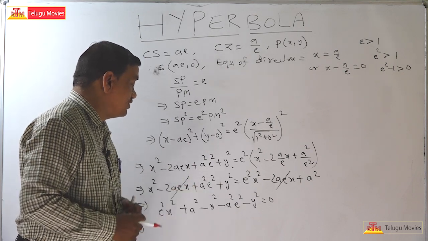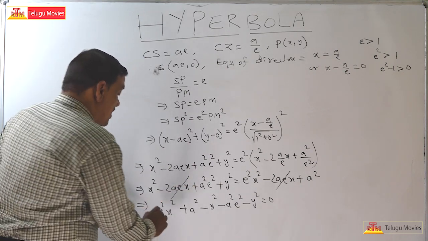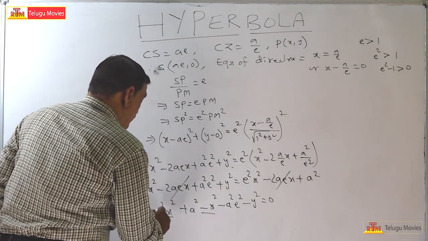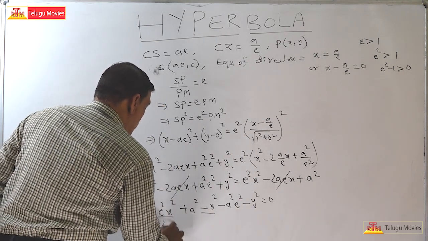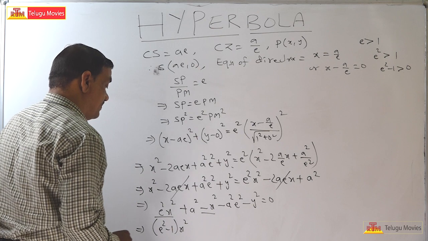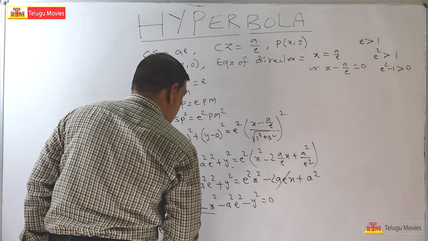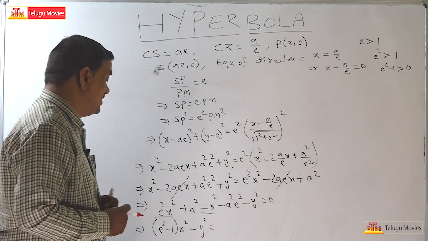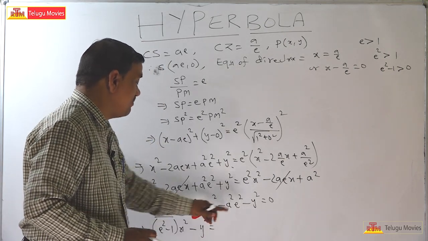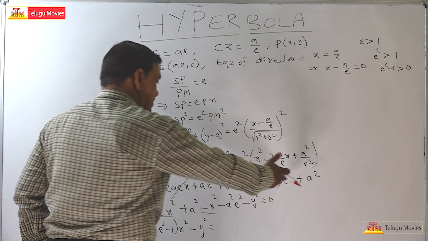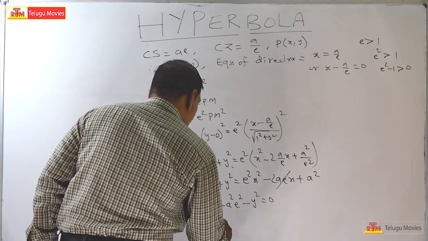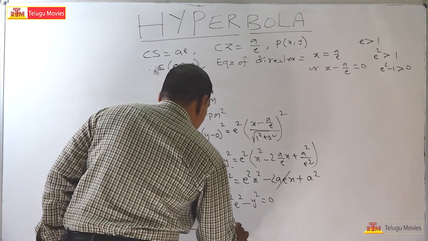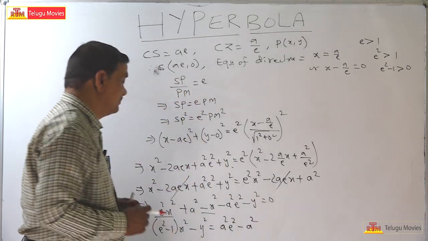So, this is minus a square e square minus y square. Let us take a common of these two terms. This is a e square minus 1 into x square plus minus, so put y square as it is, take this e plus a square minus a square to the right hand side. Of course, it is better you keep it like that only. So, this is a square e square minus a square.